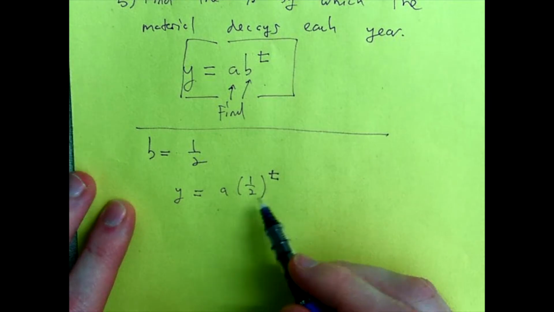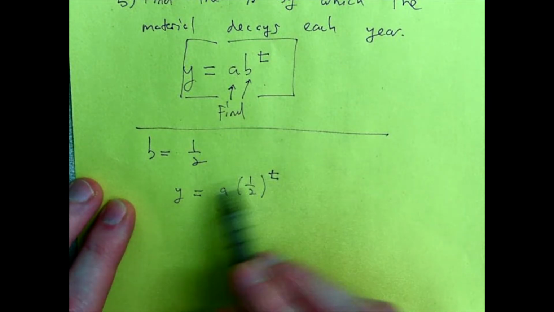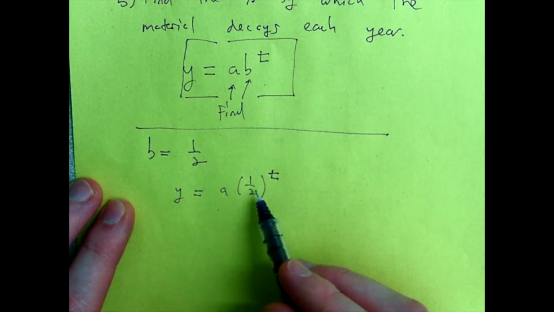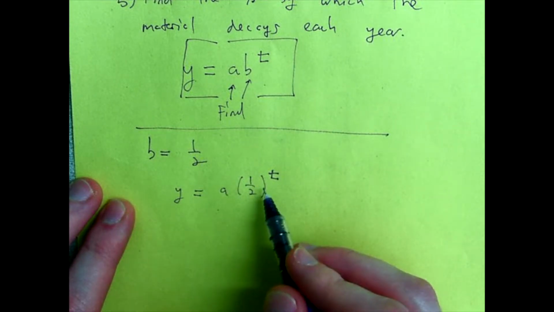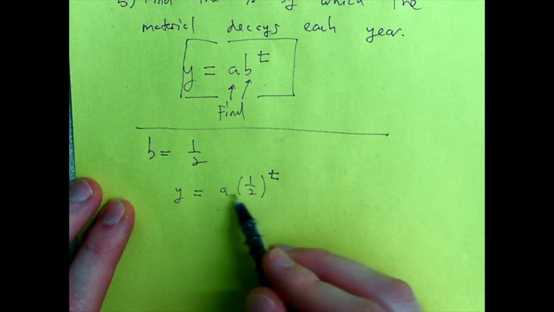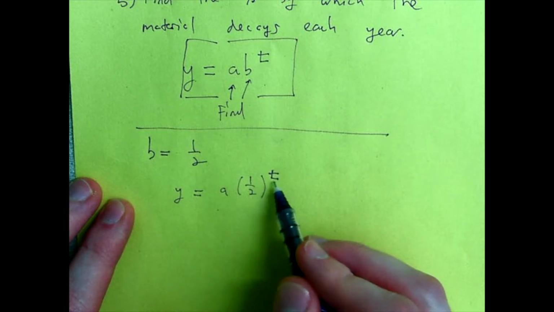Once again, as I've currently written it, this model is wrong, for the same reason as before. Basically, this model is saying take the amount of stuff that you have and multiply it by 1/2 every single year.